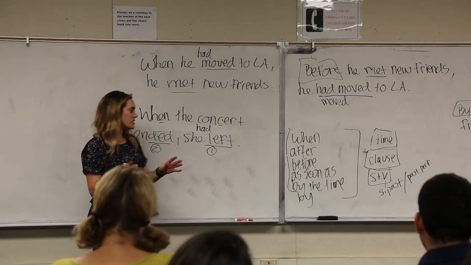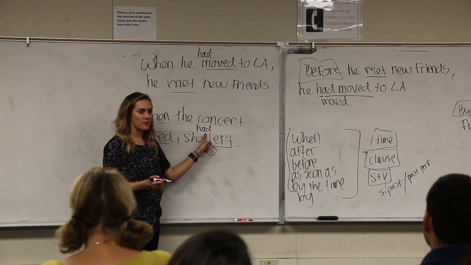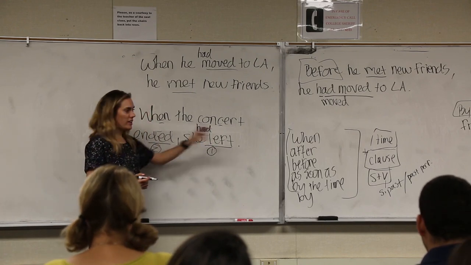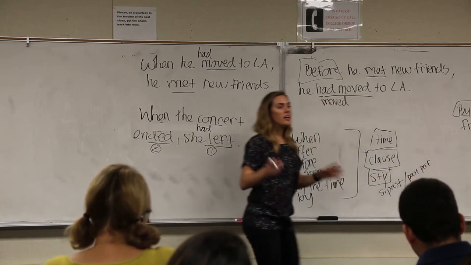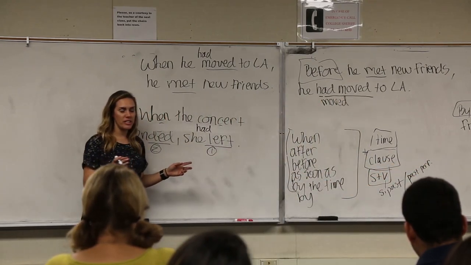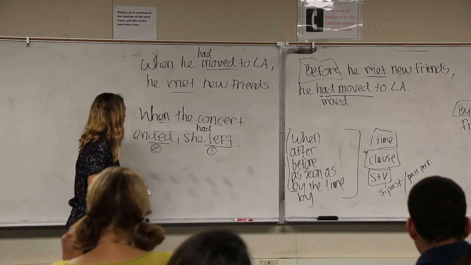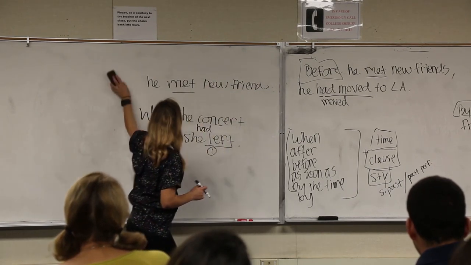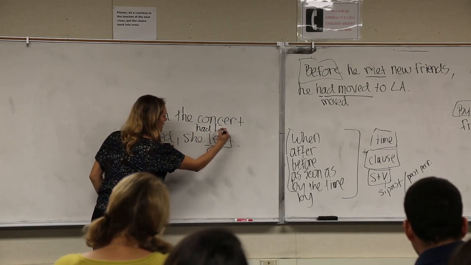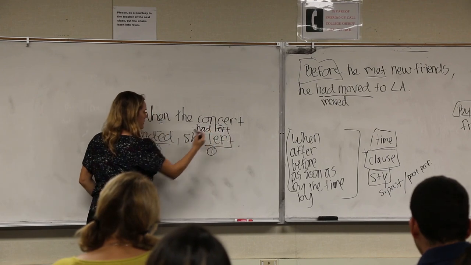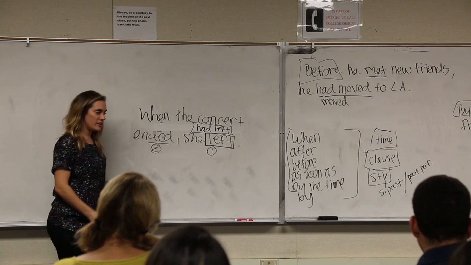So what I'm saying is you can add the past perfect to any clause, right? Sometimes simple past, sometimes past perfect. But depending on where you put it, it's going to change the meaning and the time frame of what you're saying, right? Do you see? Had left and left. See how it's different?